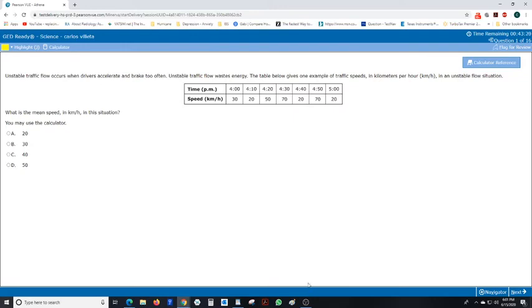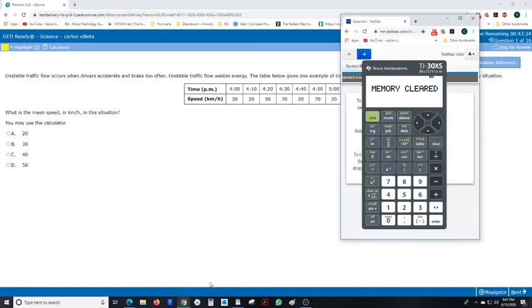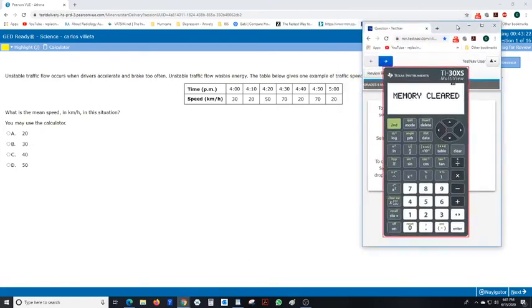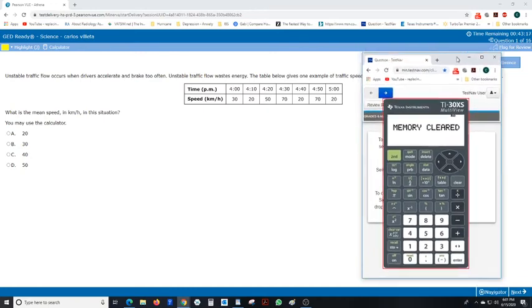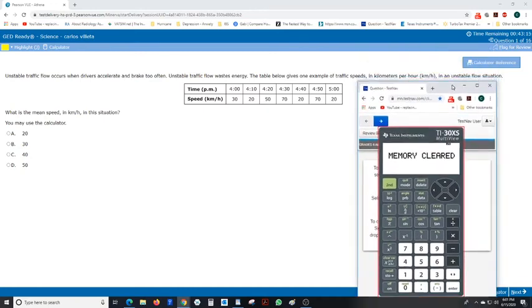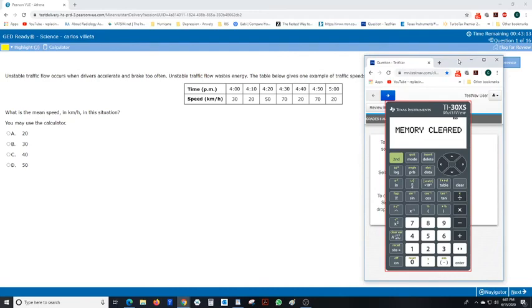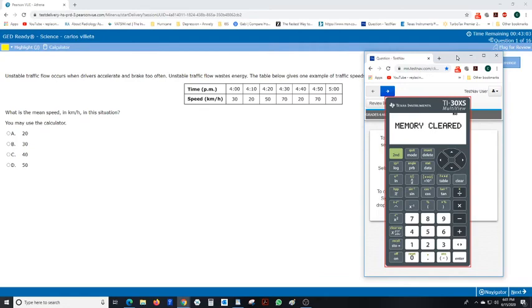I've discovered this calculator on the website, which is the closest thing that I can get to a TI-30XS MultiView for free. It doesn't look exactly the same, but it works exactly the same, and it's free. So let me go ahead and do that.